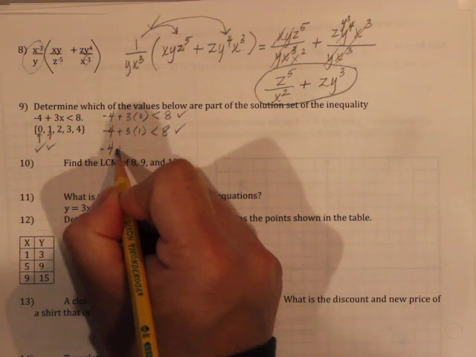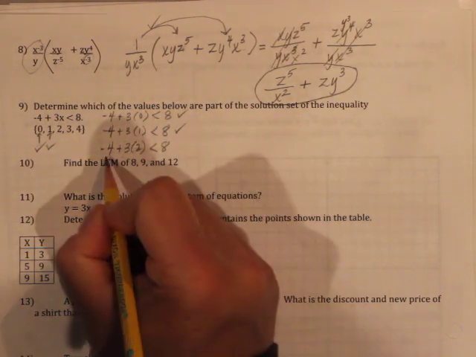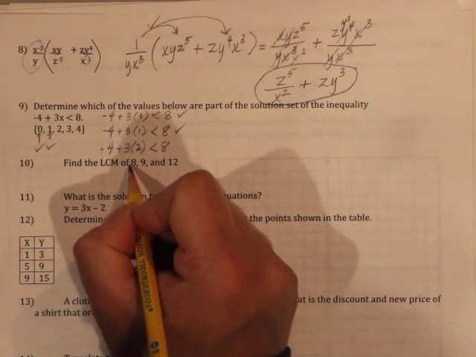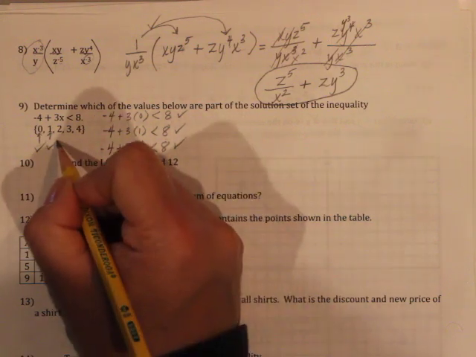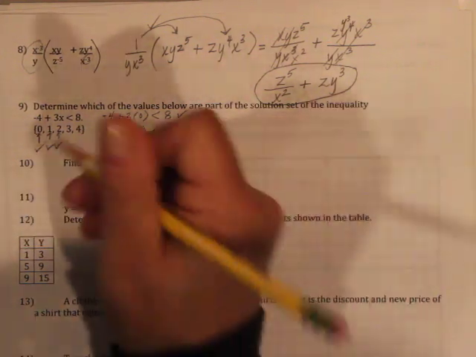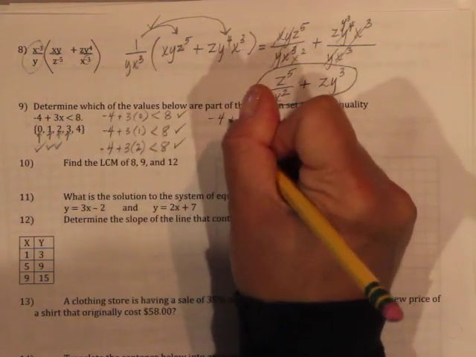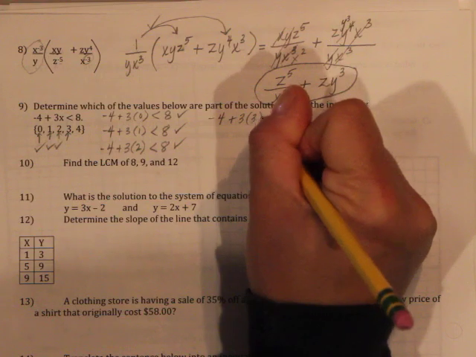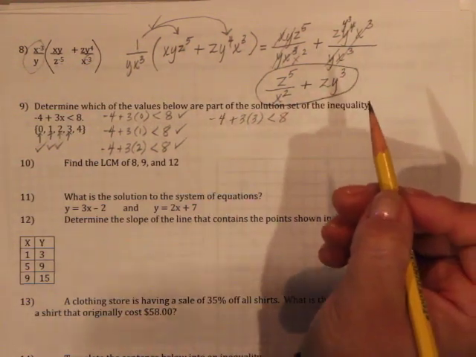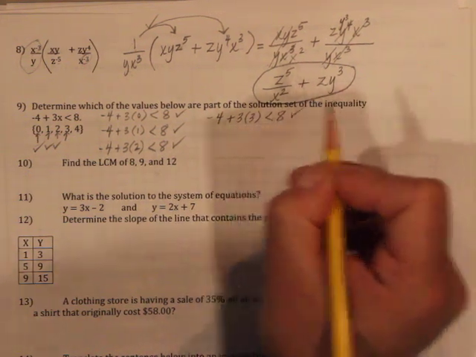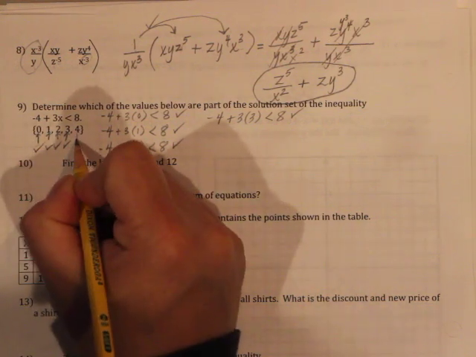All right, let's try the next one. Negative 4 plus 3 times 2 is less than 8. Negative 4 plus 6 is 2, so that one is true. All right, how about 3? Let's put that one in for x, and we get negative 4 plus 3 times 3 is less than 8. Negative 4 plus 9 is 5, which is less than 8. So that one's a go. That one's a yes. Let's try the last one.